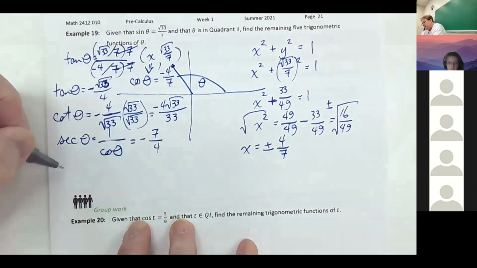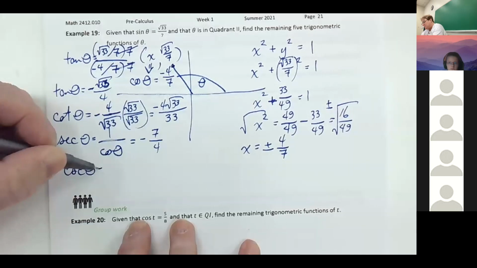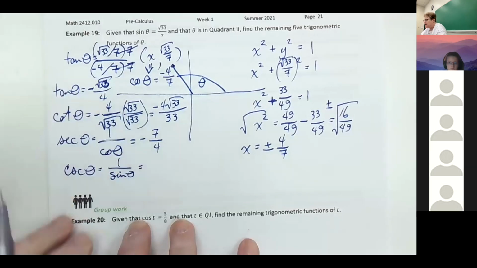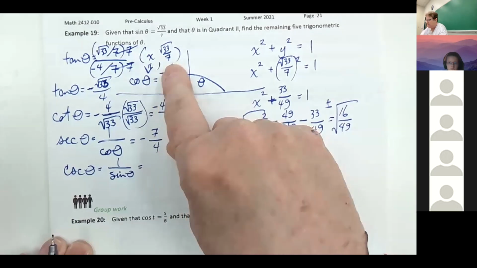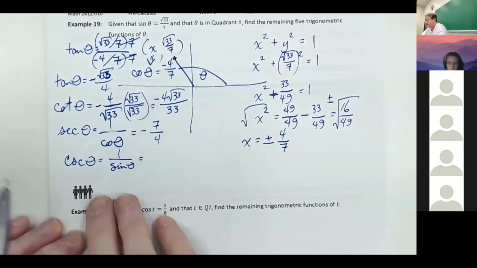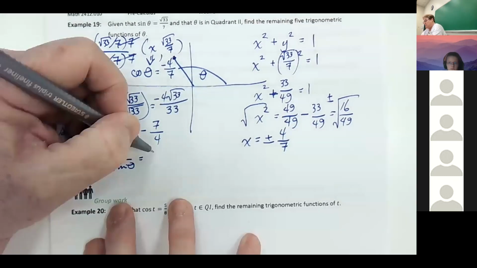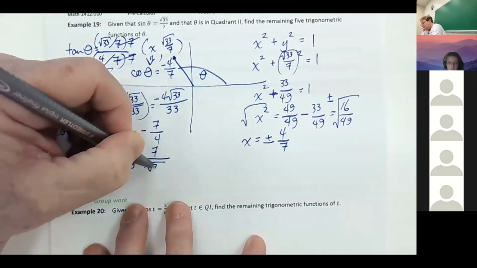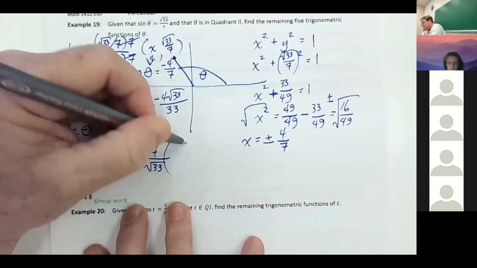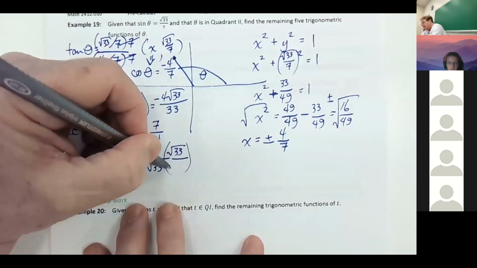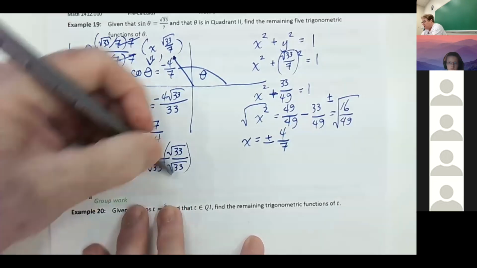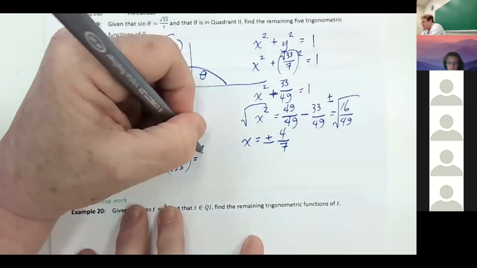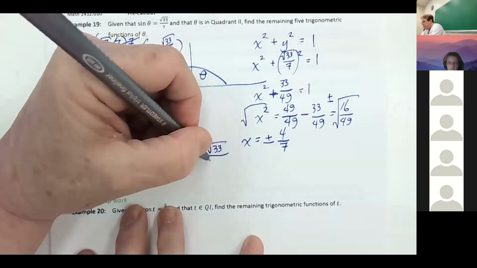Excellent. The cosecant is the reciprocal of sine. The sine was square root of 33 over 7. So what will the cosecant be? Excellent. And we multiply numerator and denominator by square root of 33, and we get 7 times the square root of 33 divided by 33.